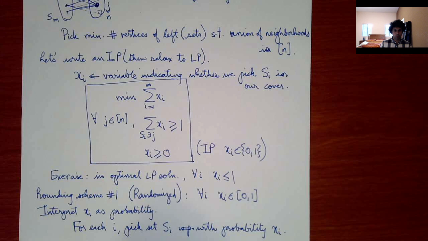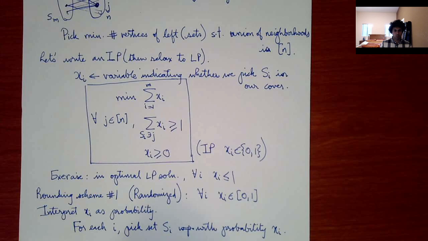Very simple. So we're just going to pick every set with probability xi. Does the rounding scheme make sense? This is the randomized rounding here. So this is how we convert a fractional solution into an integral solution using randomization. How do we get the guarantee that the sum of xi is equal to 1? Good question. No, we are actually not going to get that guarantee here. But we will get something, and then we'll use that to get the final rounding scheme.